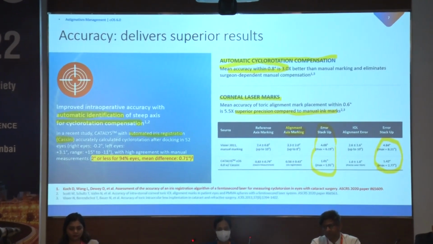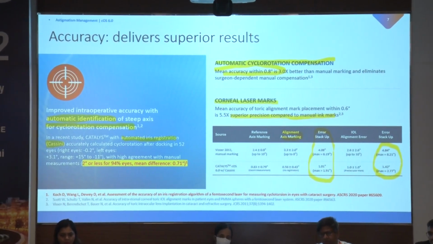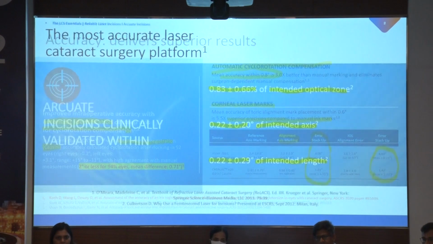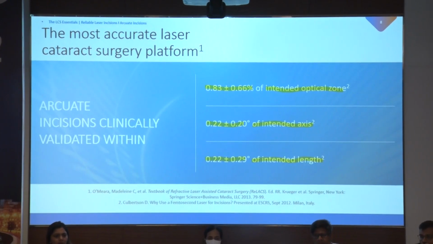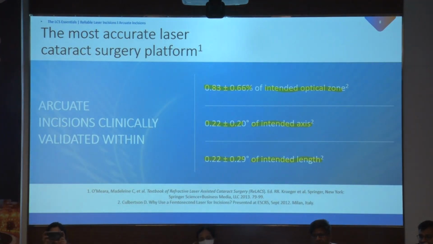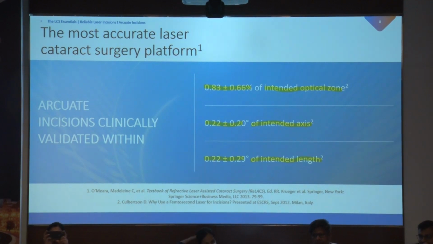We are not using Cassini. We just put the pre-op data from the IOL Master, and that's how we got the results. So this is again the study which said that the arcuate incisions are clinically validated within 0.83 plus minus 0.66 of the intended optical zone, and 0.22 plus minus 0.2 in the intended axis, and intended length also is 0.22.